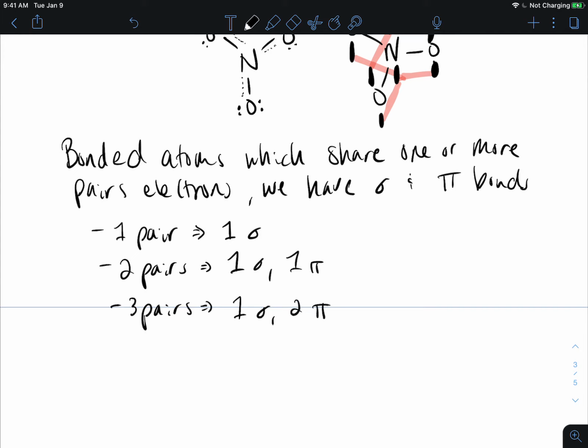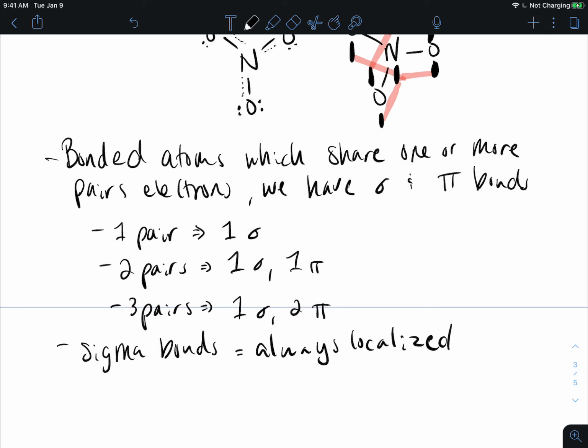Okay? Our sigma bonds themselves are always localized. Sigma bonds, always localized. The electrons do not move. If you move the sigma bonds, you no longer have atoms that are bonded to each other. Okay, so they're not going to share or go to any other atom. They are going to stay put between their 2 atoms.